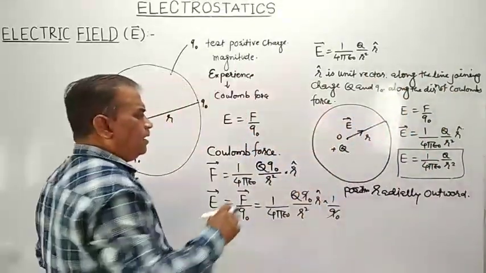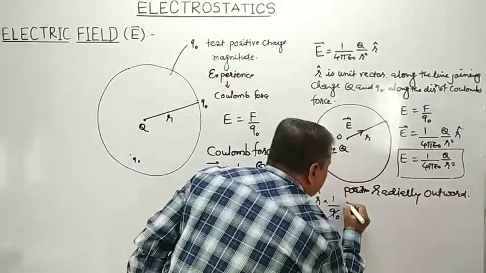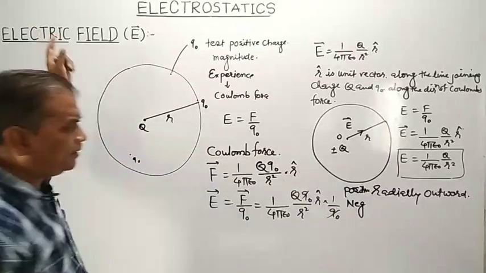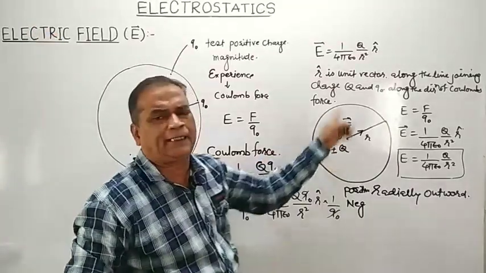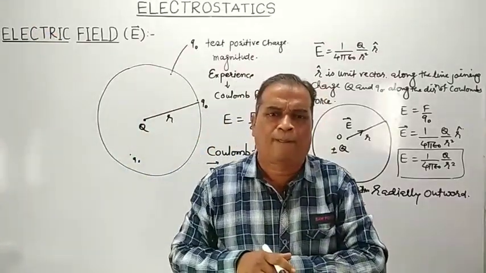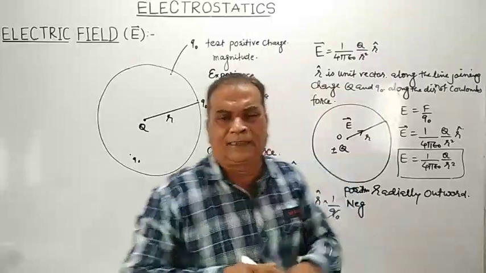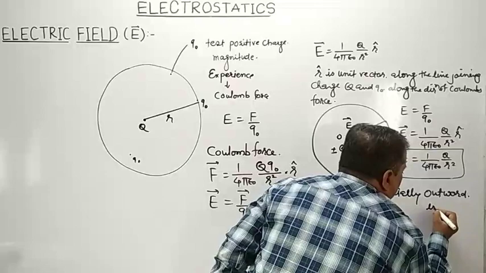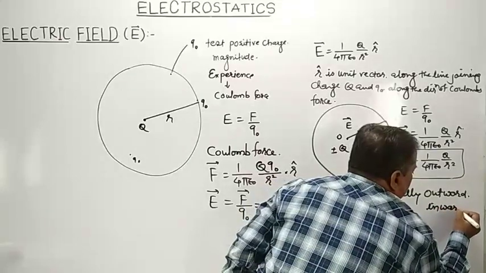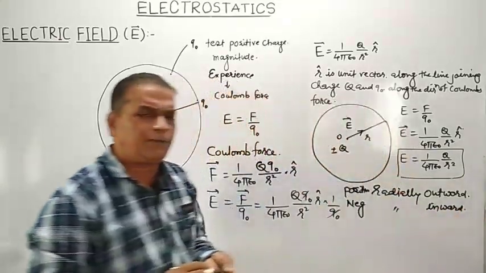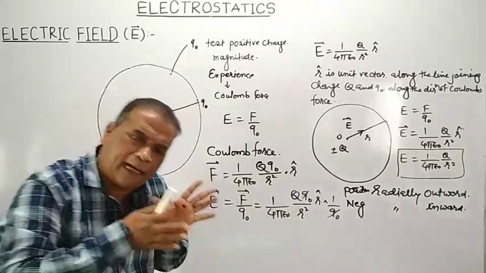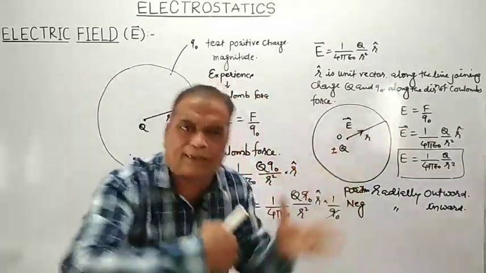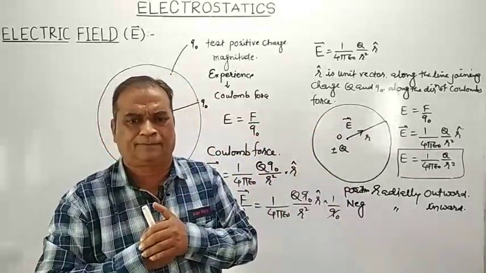Similarly, if that charge is a negative charge, no doubt that electric field will definitely act along the radius, but it is radially inward. So whenever the charge is a negative charge, the electric field will act along the radius, but its direction is what? Inward, that is towards the charge.